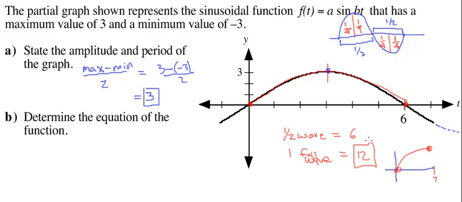So we have a period of 12. We have an amplitude of 3, and that means our function should look like, they said up above, f of t is 3 sine 12t.